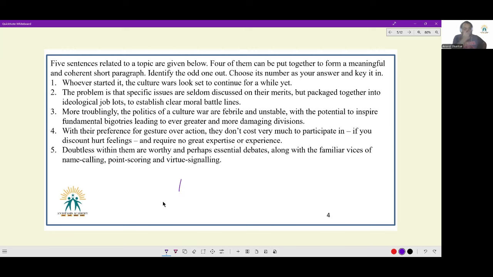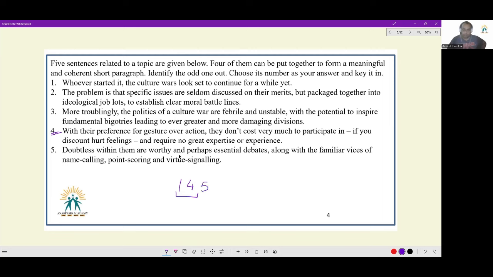Okay. See, again, 1 seems like the introduction statement. This is where culture wars get introduced per se. And there, 4 seems like a good follow-up statement: with their preference for gesture over action, culture wars have a preference for gesture over action. They don't cost very much to participate in if you discount hurt feelings and require no great expertise or experience. 1, 4 make a wonderful pair. They stay there. And followed by 5 also makes sense.